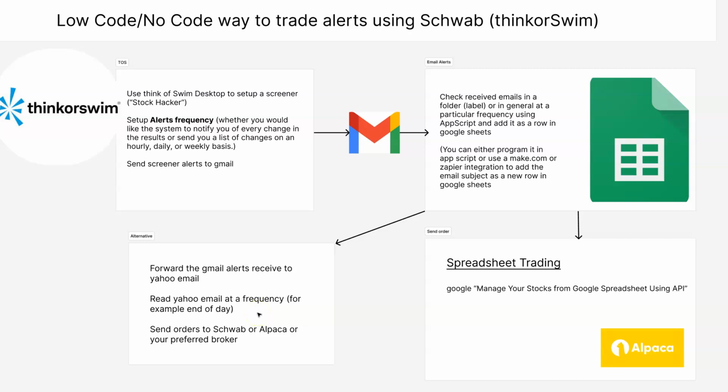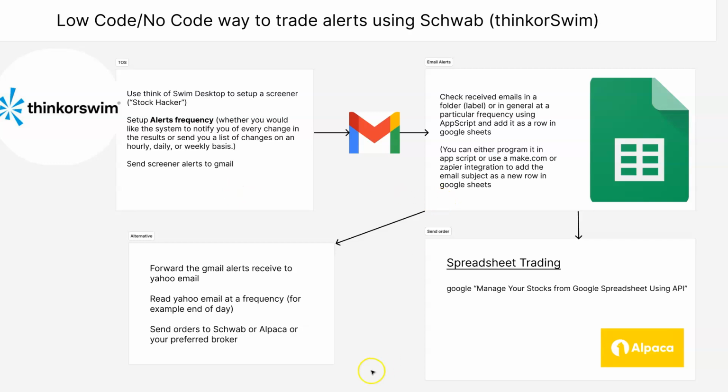If you know Python, it's easy to read the email and filter the emails you have received in the last hour, if you're running at a 1 hour frequency, and then send orders to Schwab or Alpaca or your preferred broker. There are multiple APIs, right? Alpaca is the easiest one. Schwab is a little more difficult, but still doable. But there are other APIs provided by other brokers that you can use.